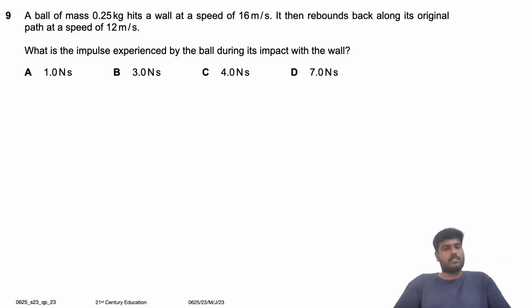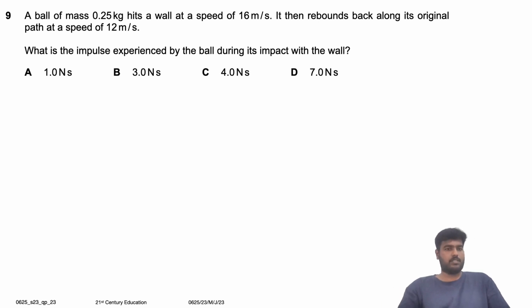A ball of mass 0.25 kg hits a wall at a speed of 16 meters per second. Then it rebounds back along its original path at a speed of 12 meters per second. What is the impulse experienced by the ball during its impact with the wall?